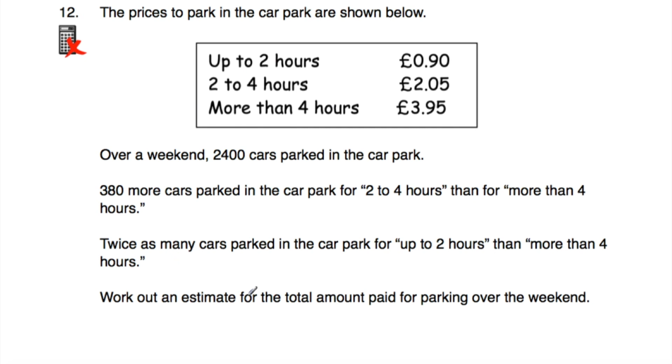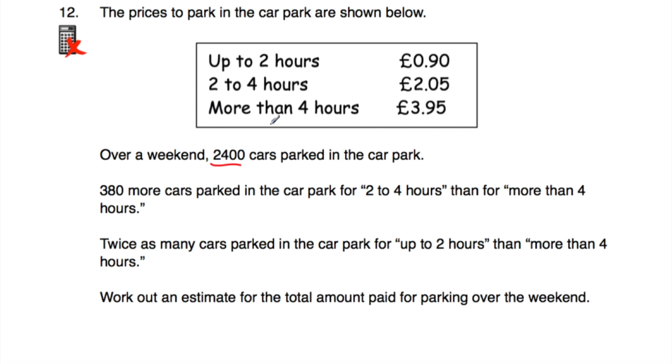and we've been asked to work out an estimate for the total amount of money paid for parking over the weekend. Now, first of all, what would be quite useful is if we could work out how many cars parked in the car park for up to 2 hours, how many parked for between 2 and 4 hours, and how many parked for more than 4 hours. So let's look at this information that we're told. We know that in total there's 2,400 cars. And we're also told that 380 more cars parked for between 2 to 4 hours than for more than 4 hours, and twice as many cars parked for up to 2 hours than more than 4 hours.